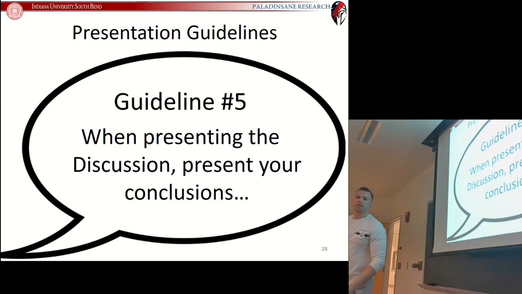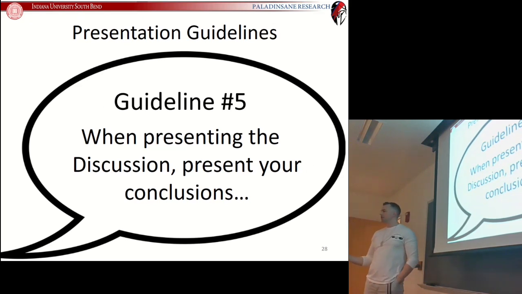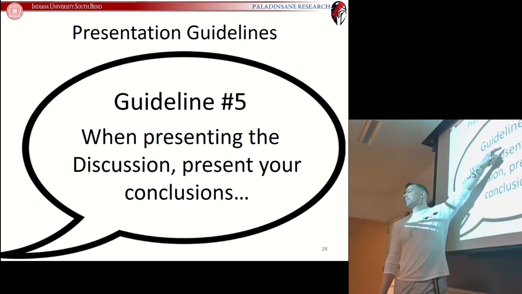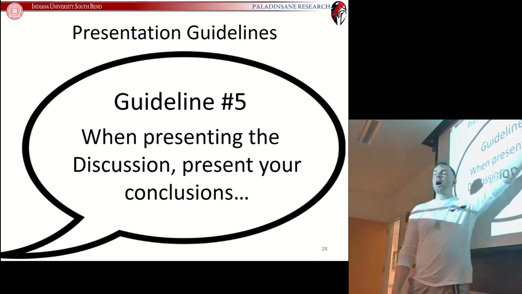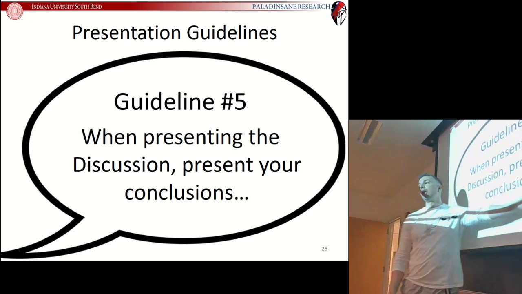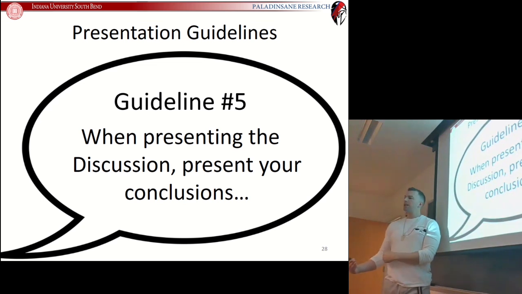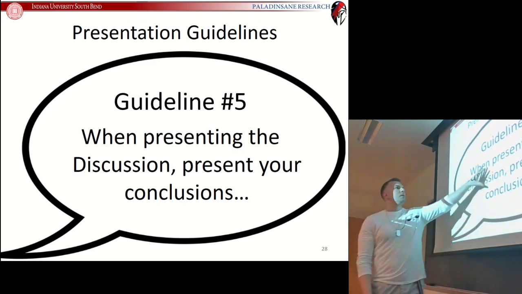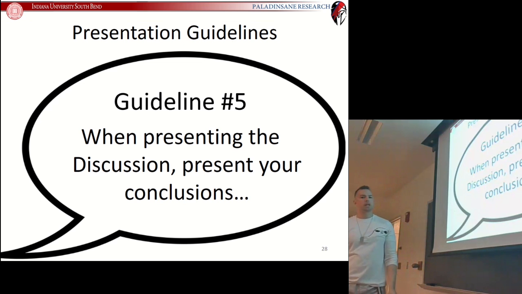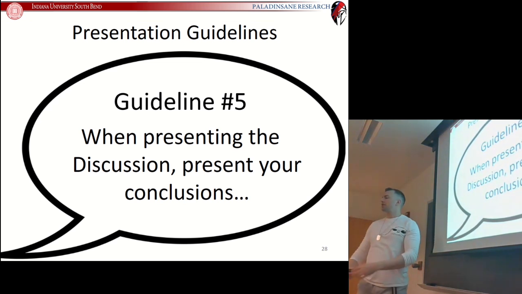When you're presenting your discussion, present the conclusions. Spell this out for your audience. Tell them, our results supported hypothesis number 1. We actually did find that the higher this variable was, the lower this variable was. So spell it out for them. Give them that nice synopsis where you kind of tie it all up for them in a nice little bow. So when you get to your discussion, present your conclusions. Tell them what your results actually mean.